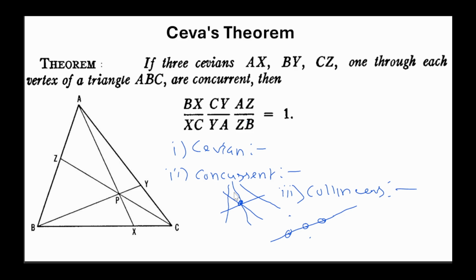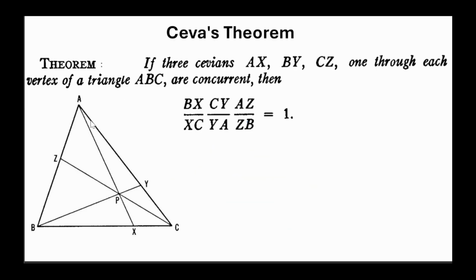So the lines are concurrent and points are collinear. We can say that if more than two lines are intersecting in only one point, or their point of intersection is common, then they are concurrent. And if more than 2 points lie on the same line, then the points are collinear. So we can make a statement: the lines are concurrent and points are collinear.